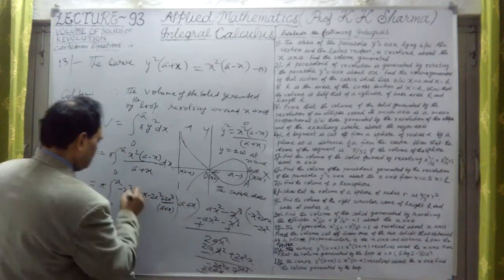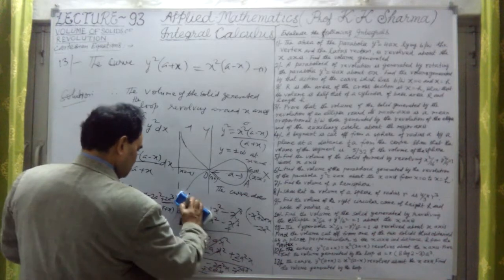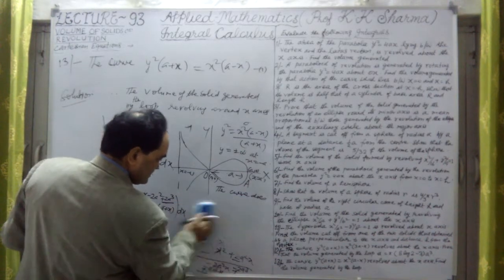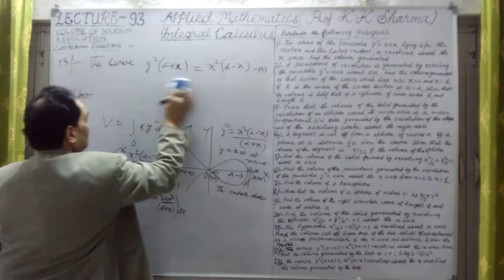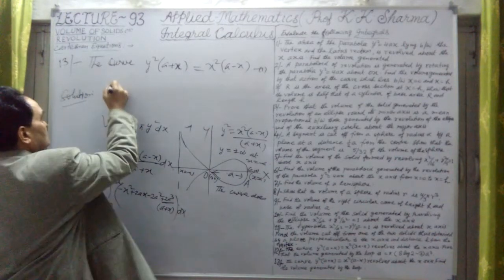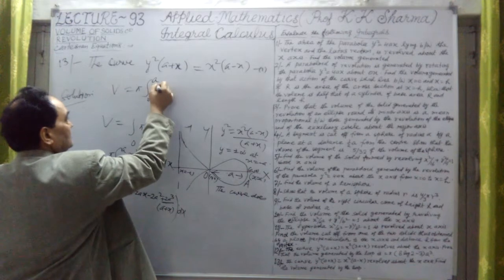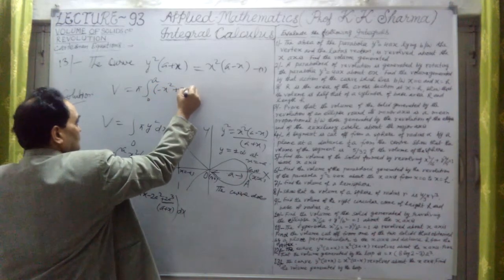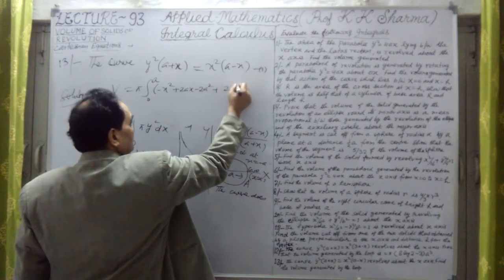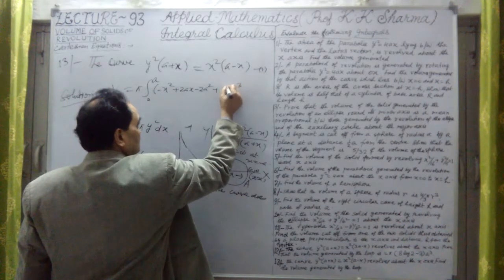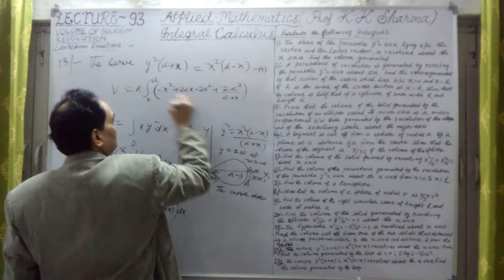Up to this point we have to leave it, this is into dx. So after division, this is a proper division, and we have obtained this value. Now this is to be integrated. So the final volume is pi into the integral, 0 to a limits, of minus x square plus twice a x minus 2a square plus twice a cube divided by a plus x, into dx.